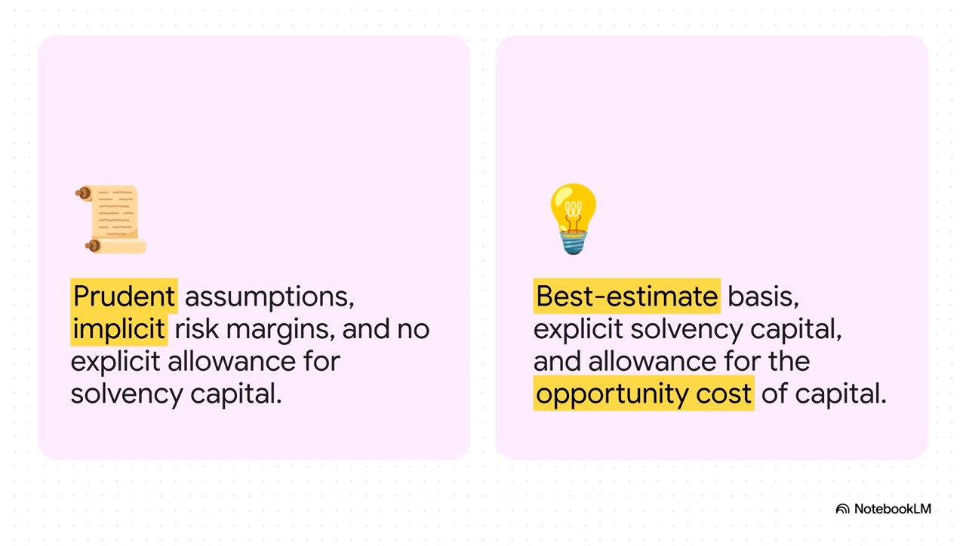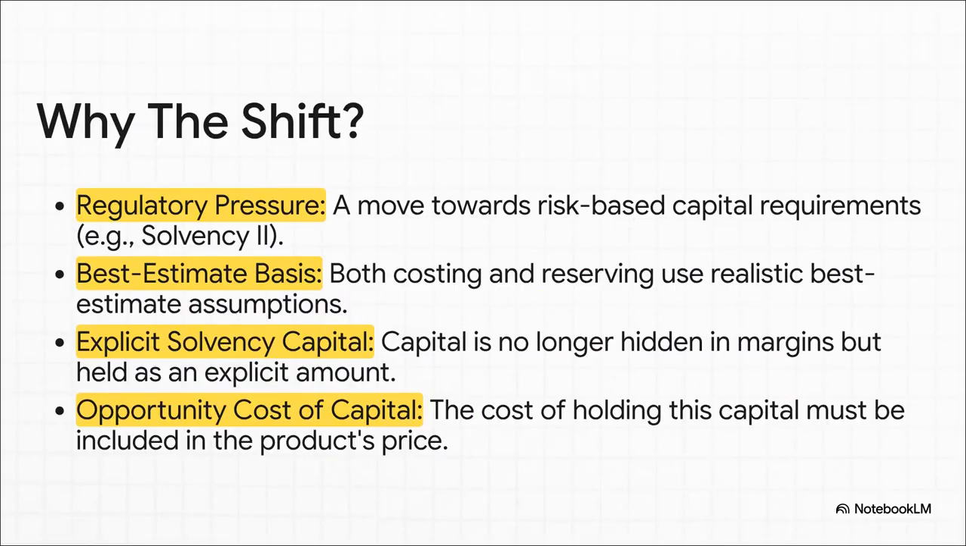The traditional approach was all about concealing capital in those prudent margins. The modern framework flips that on its head. Capital becomes this explicit, standalone number. It's calculated using your best estimate, and crucially, you have to directly charge the product for the cost of holding that capital.